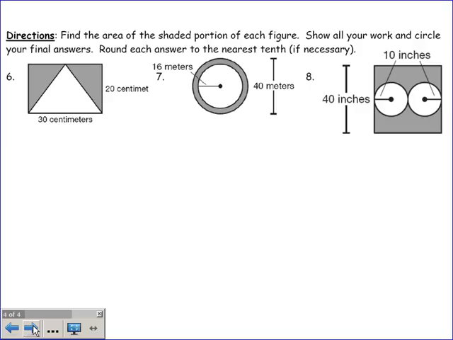Well, with these shapes, it's kind of the same deal, okay? There's basically going to be some big shape on the outside, and you're going to subtract some sort of small shape from it. So just like a donut where you have some big circle, and you cut a circle out of the middle, that's what you end up with. So what we're looking for is the area of the shaded portion of each figure.